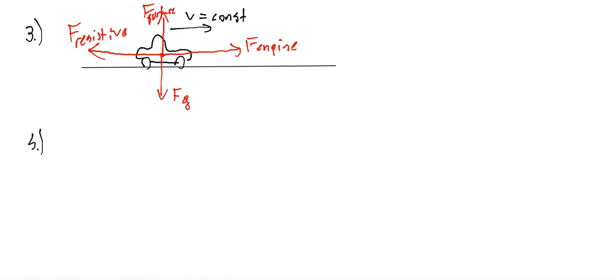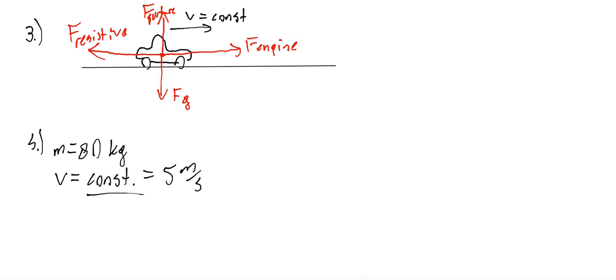Exercise number 4. A parachuter of mass 80 kilograms falls with constant speed v equals 5 meters per second. This constant is very important here. Find total force, draw a picture, explain your reasoning.